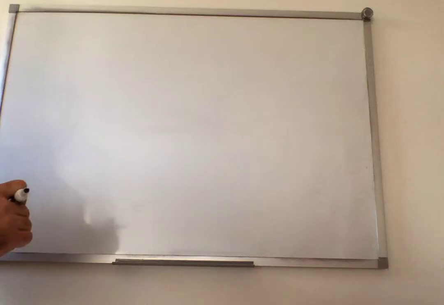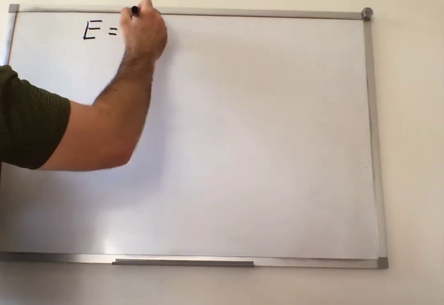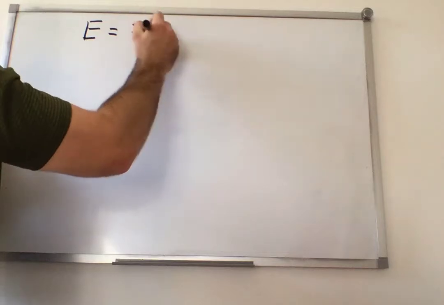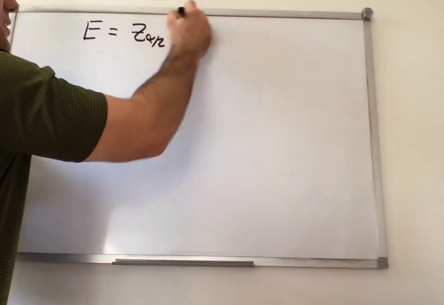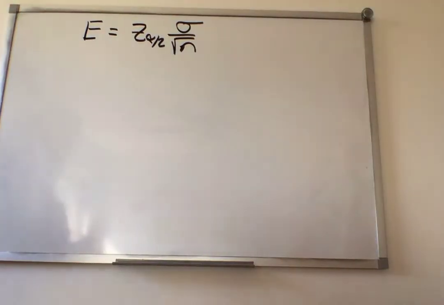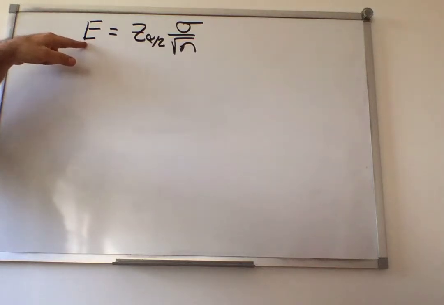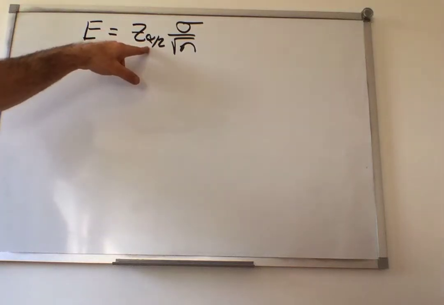Now, I should have left the formula up here. E is equal to z of alpha over 2 sigma divided by square root of n. Sometimes you want to work backwards. Sometimes you know how close to your answer you want to be, so you know your margin of error. You are predetermining what your margin of error should be. This you get from the confidence level.